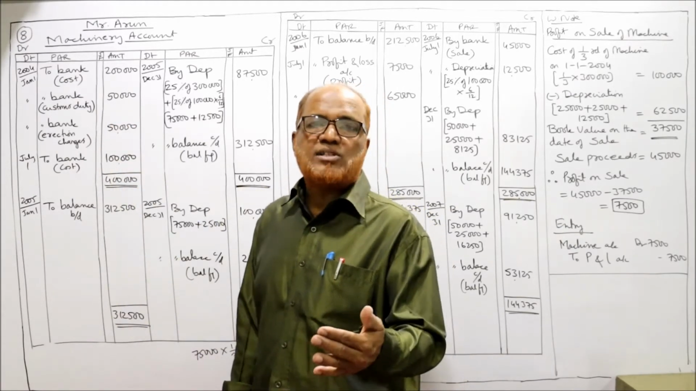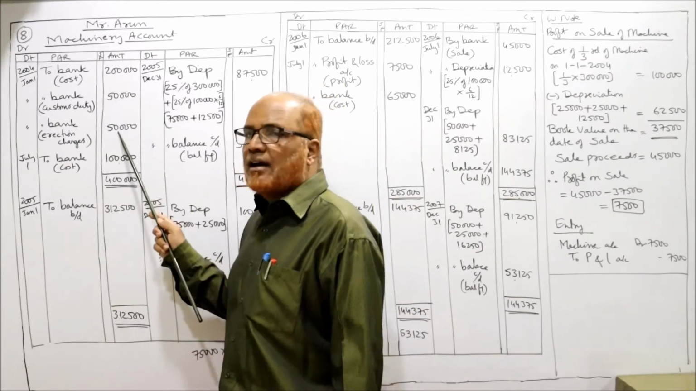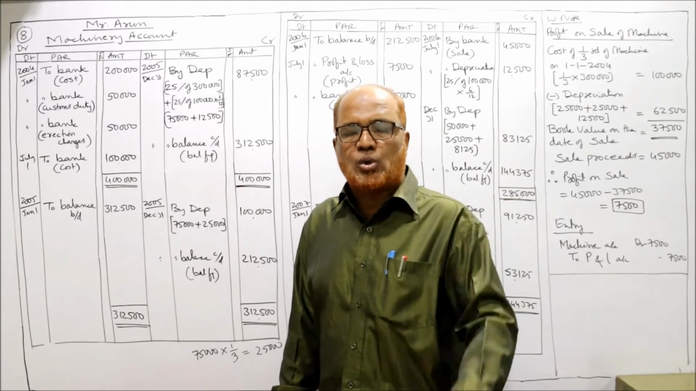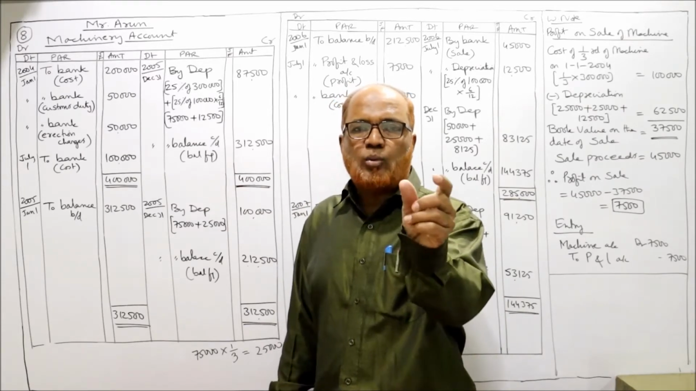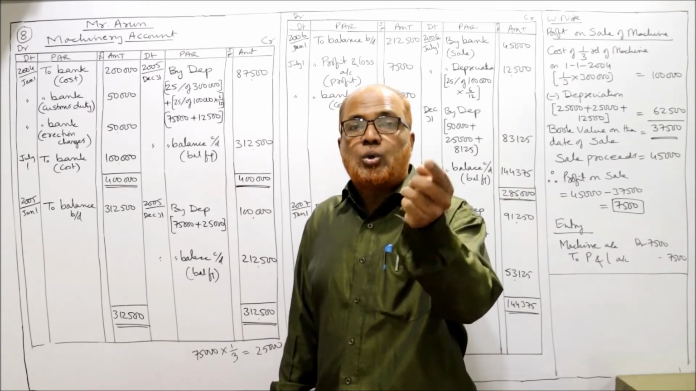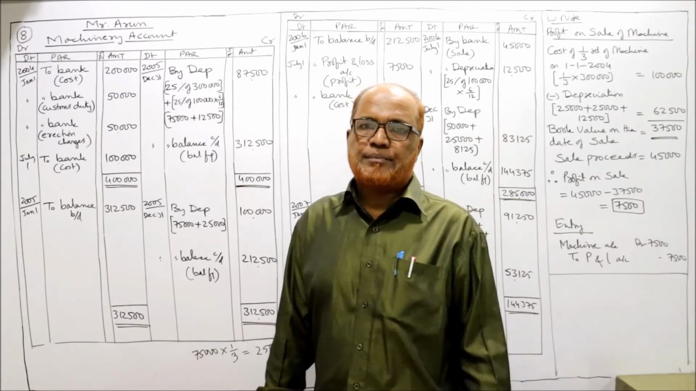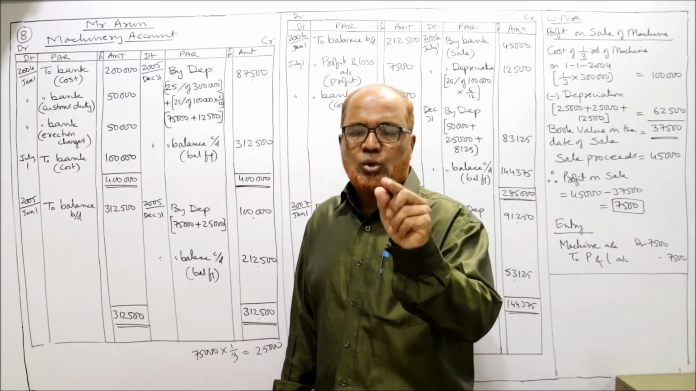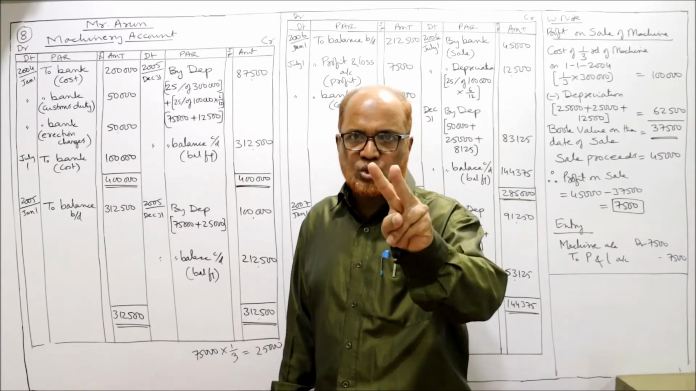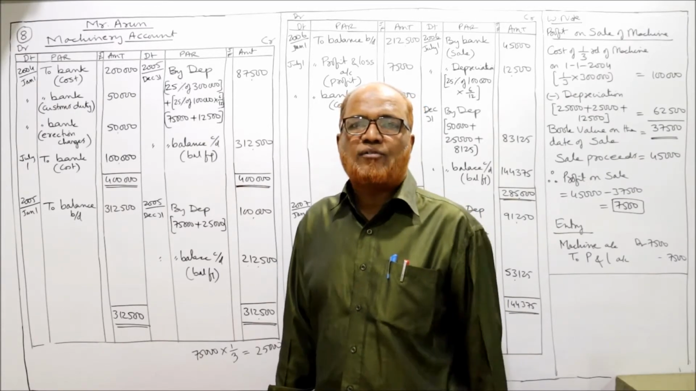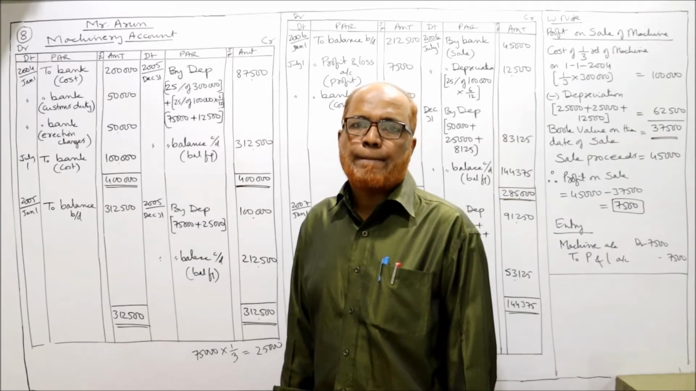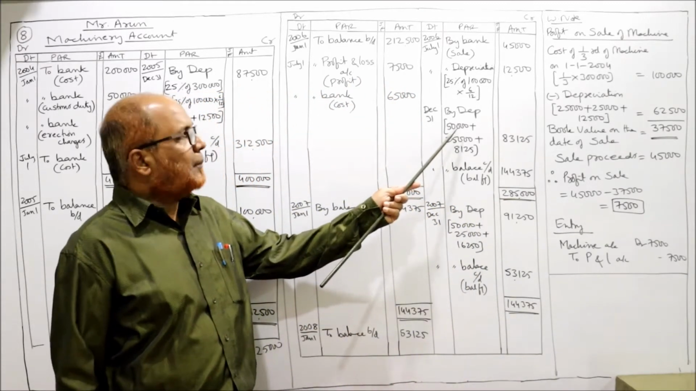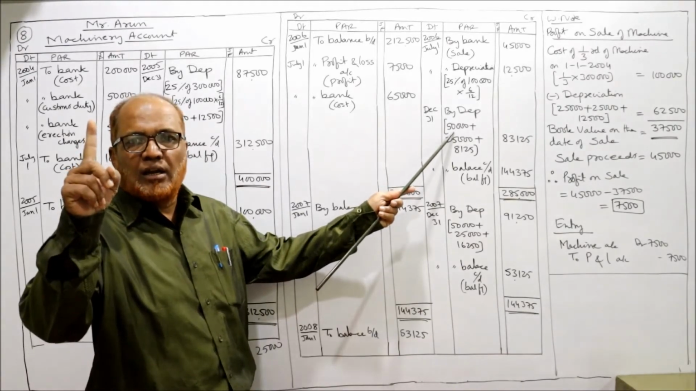Or in other words, you can say out of 3 lakh, 1 lakh of machine was sold. 1/3 of the machine was sold, so 3 lakh into 1 by 3, 1 lakh. 2/3 of the machine is remaining. 2/3 of 3 lakh is 2 lakh. So 25% of 2 lakh is 50,000. So 50,000 is the depreciation, you can see. Depreciation 50,000 on machine 1.